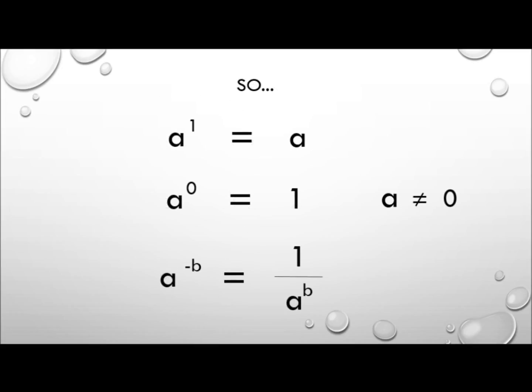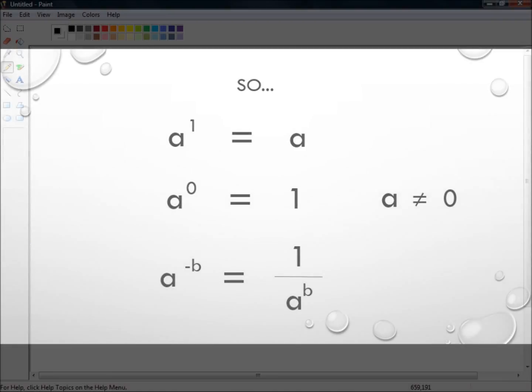So in summary, anything to the power 1 is itself, anything to the power 0 is 1, provided that something is not 0, otherwise we end up with 0 divided by 0, which is incredibly problematic and deserving of a video in its own right. And then anything to a negative index is just the reciprocal of the positive index. That is to say, it belongs on the bottom of a fraction.